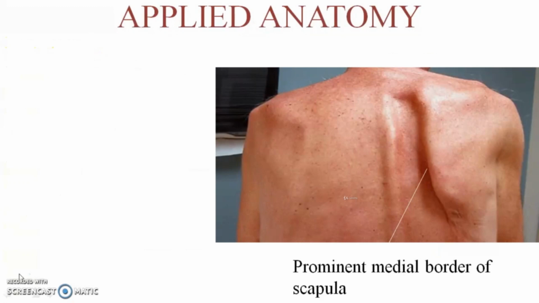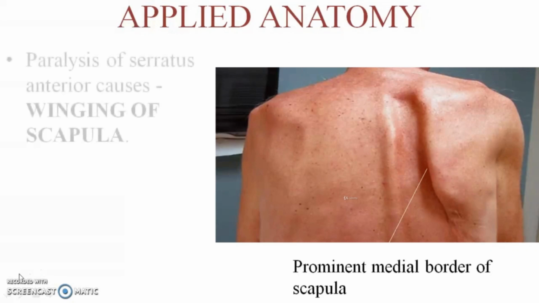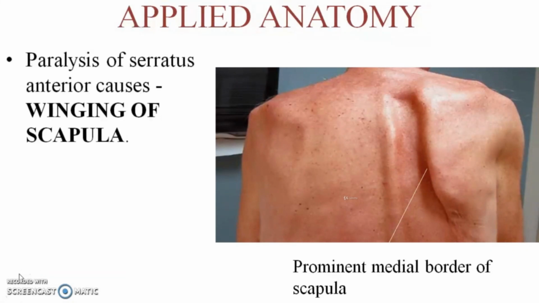Going for the clinical aspect, in this picture you can make out the prominent medial border of scapula. This condition is due to paralysis of the serratus anterior muscle. This condition is called by a special name, winging of scapula. So this winging of scapula is caused by serratus anterior paralysis.